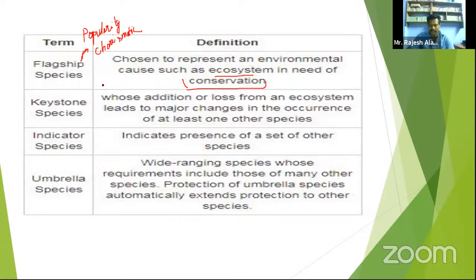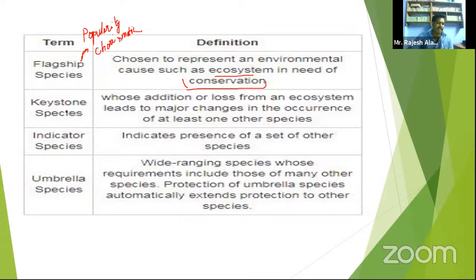Keystone species: if I'm researching a particular forest ecosystem and I'm finding some keystone species, that indicates the stability of that ecosystem. Its addition or loss from the ecosystem leads to major changes in the occurrence. Their population or count doesn't matter here, but they are very, very important in the sustainability of that particular ecosystem.